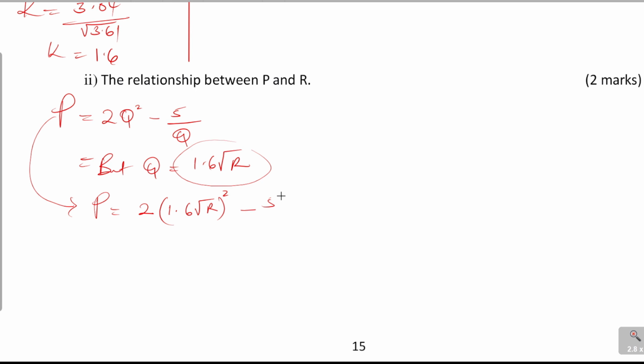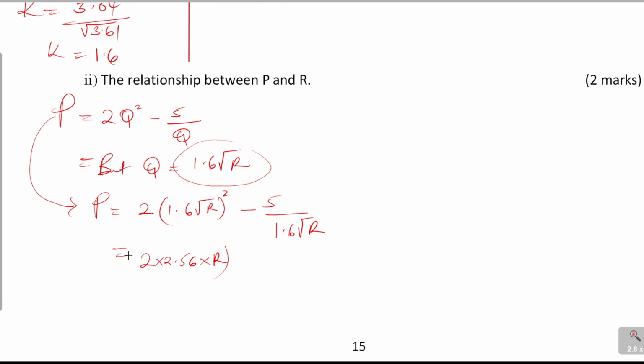Then subtract 5 divided by Q. Q is 1.6 root of R. So this one will give 1.6 root R squared. So 1.6 squared first, that will give 2.56. Then times the root of R squared will give R. When you square the root of R, you will get R.